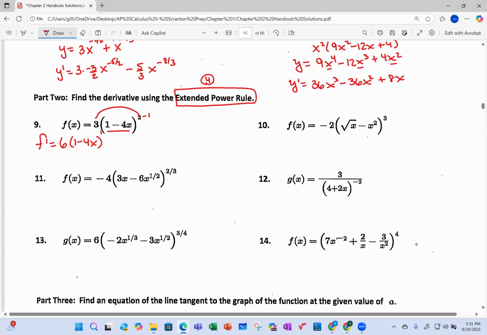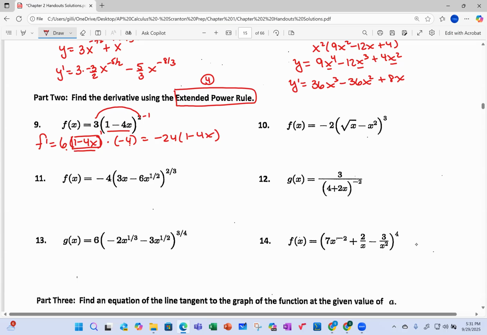Step 2, repeat the inside. Step 3, decrease the power by 1. And step 4, the most important part that cannot be forgotten, is the derivative of the inside stuff, which is negative 4. To clean this up, negative 4 times 6 is minus 4 times 1 minus 4x.